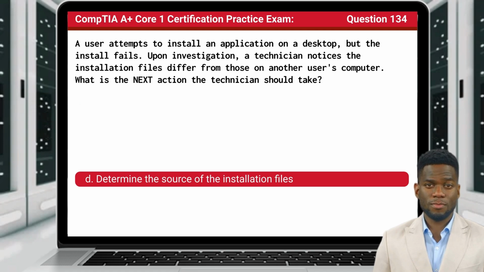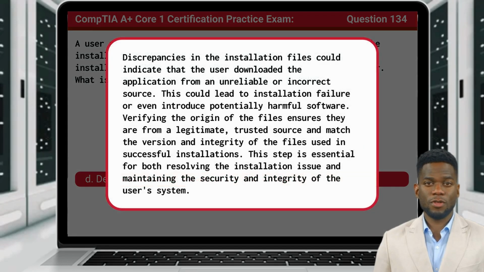The answer is D. Determine the source of the installation files. Discrepancies in the installation files could indicate that the user downloaded the application from an unreliable or incorrect source. This could lead to installation failure or even introduce potentially harmful software. Verifying the origin of the files ensures they are from a legitimate, trusted source and match the version and integrity of the files used in successful installations. This step is essential for both resolving the installation issue and maintaining the security and integrity of the user system.